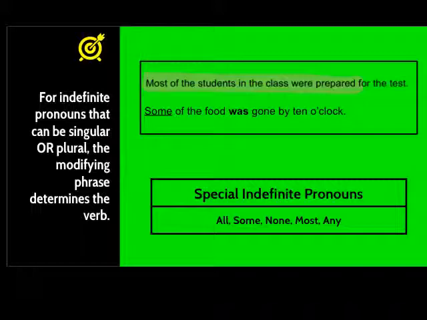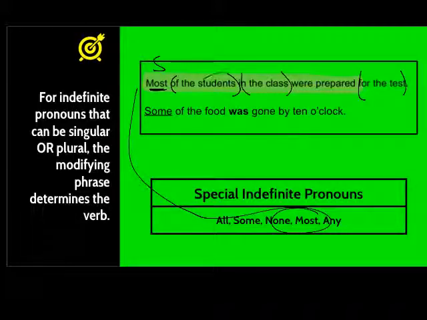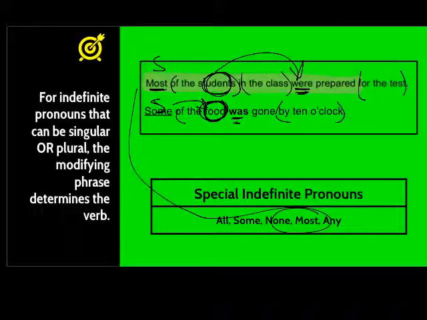So if we look at our examples here, we'll see: most of the students in the class were prepared for the test. I'm going to mark my prepositional phrases, and I've got three here, and then I can clearly see that my subject is most. Most is a special indefinite, so I have to look at the prepositional phrase next to it. Students is plural, so I need a plural verb form. In the second sentence, same thing. I mark my prepositional phrases. Some is my subject. I look at that object of the preposition, which is singular, referring to some, and was then must be my verb, a singular verb because I have a singular pronoun in this particular case.